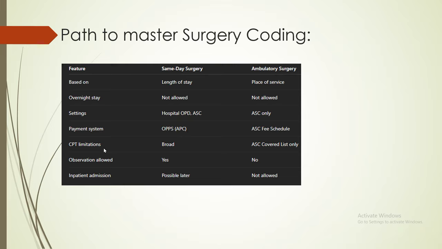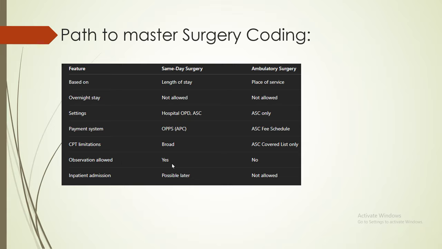Next, CPT limitations. In same day surgery, we will code all procedures, mostly those related to procedures which are not complicated. If it is complicated, the patient will be admitted to the inpatient hospital. In ambulatory surgery center, we will code only the ambulatory surgery center covered list. CMS publishes the ambulatory surgery center covered list every year, and those procedures will be performed in the ambulatory surgery center.